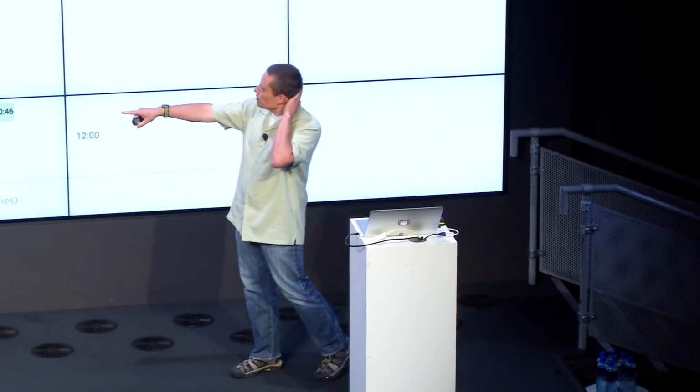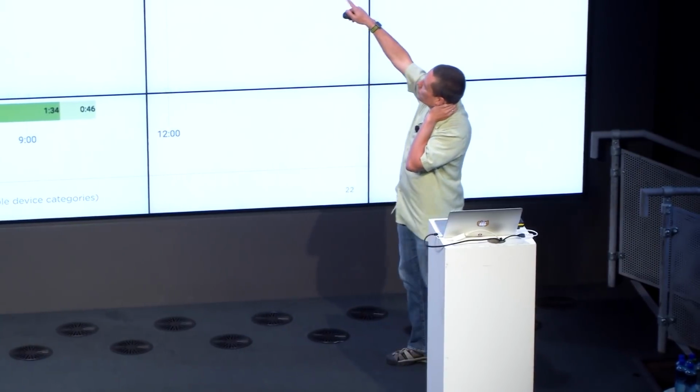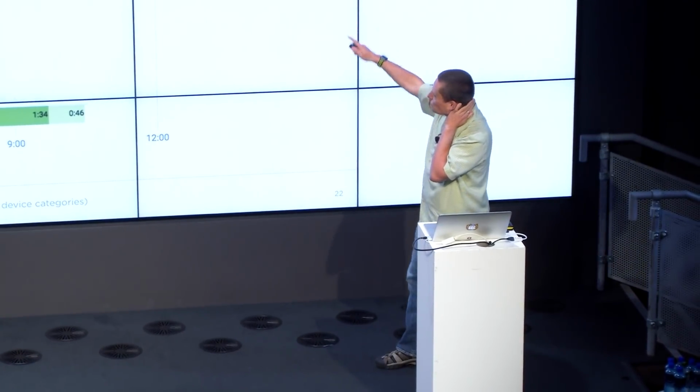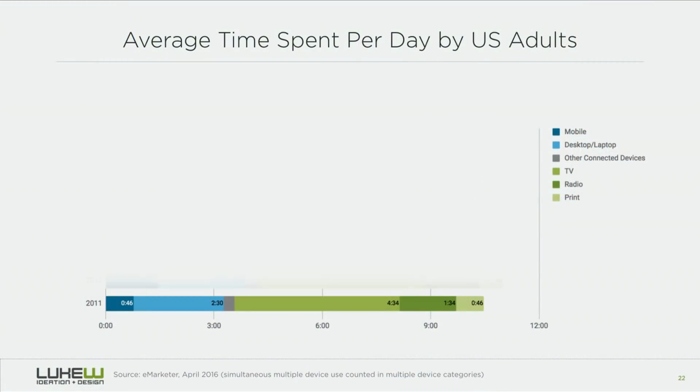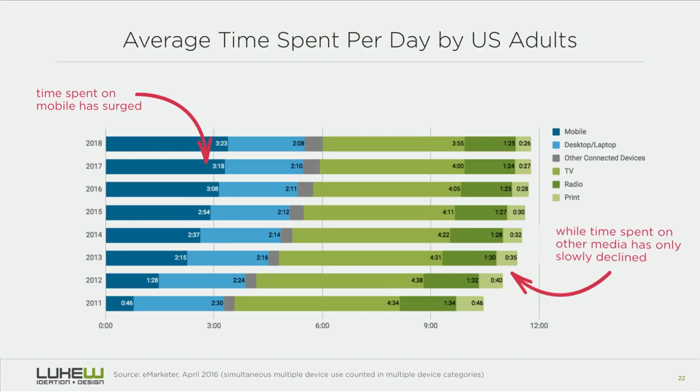And to answer this question, I'm going to go back 7 years or so, looking at this eMarketer data of time spent per day by people. And as you go from 2011 up to where we're at today, you can see two things. Number one, mobile time spent has pretty strongly surged, right? From like 46 minutes a day to 3.2 or so hours per day.